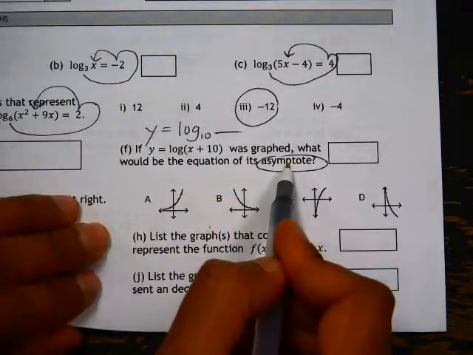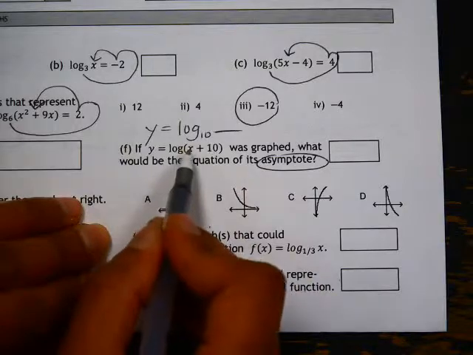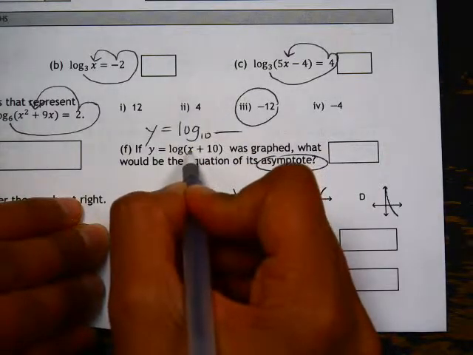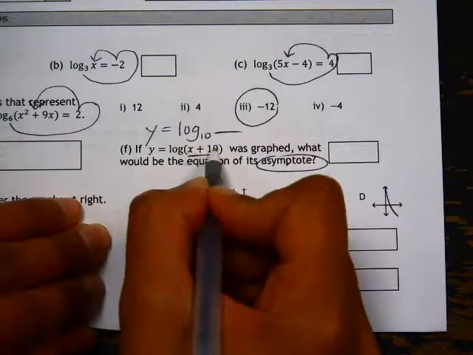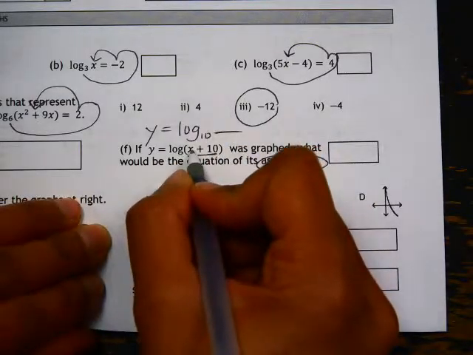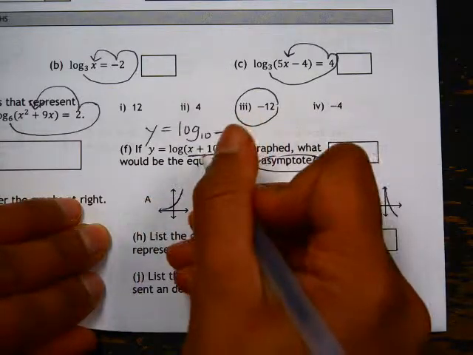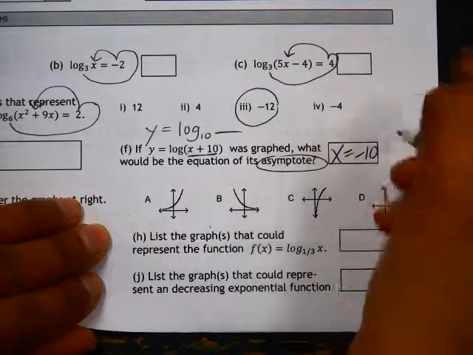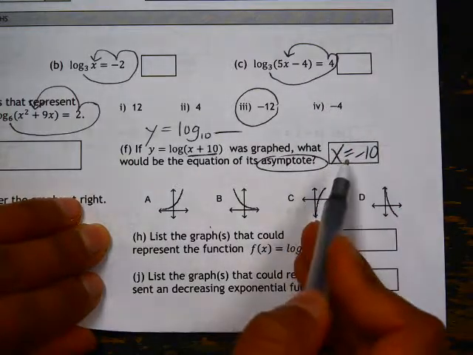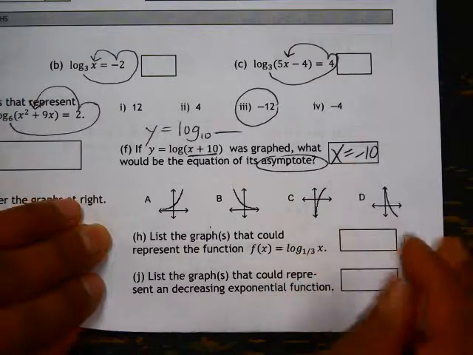So the graph is approaching 0 and it will never hit 0 and it will never become negative. So without having to graph this, we're actually looking at what's going to make the argument here, the x plus 10, become 0. The only value of x that's going to make this equal 0 is x equals negative 10. So the equation of the asymptote is x equals negative 10. This is a vertical line. We know that log graphs always have an asymptote, which is a vertical line.